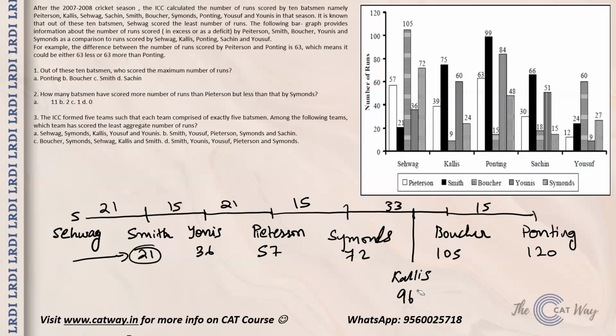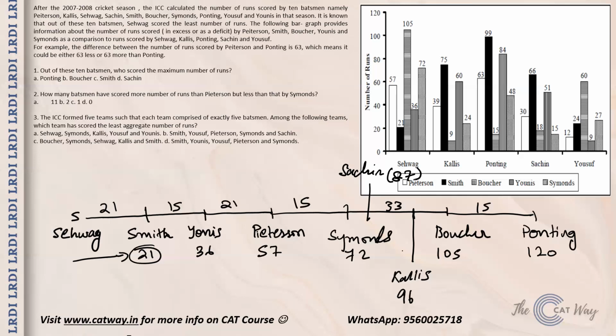If you talk about Sachin, let's see if we can get anything with Sachin. The difference between Sachin and Peterson is 30 points, so that could be in any direction. The difference between Sachin and Smith is 66 points. Sachin cannot be 66 points lower than Smith, so Sachin is 66 points higher than Smith. That means Sachin is standing somewhere over here, above Sehwag by 87 points.